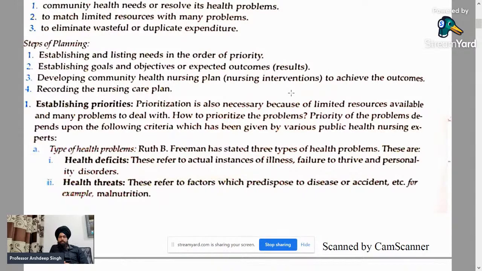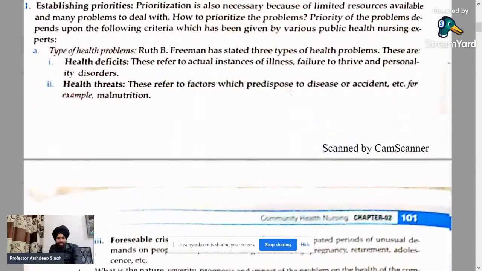Prioritization is necessary because of the limited resources available. So we will plan for that problem that is the most necessary, for which we have to plan something. So that is the first step, establishing priorities.